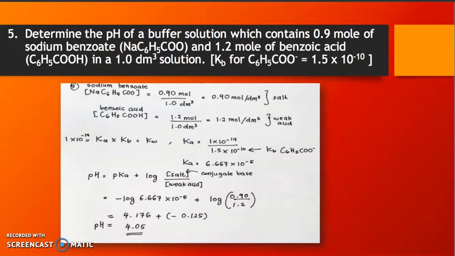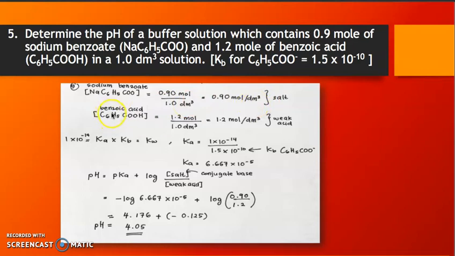Number 5. Determine the pH of a buffer solution which contains 0.9 mole of sodium benzoate and 1.2 mole of benzoic acid in a 1 cubic decimeter solution. So first, you find the concentration of salt. They give you 0.9 mole, so you divide the 0.9 mole by the volume to get the molarity.